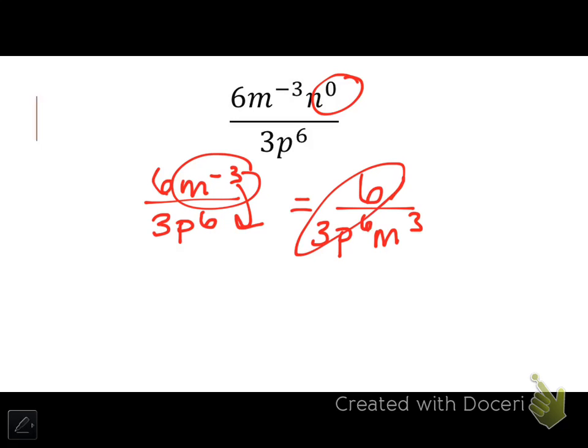We can now reduce our fraction. So 6 divided by 3 is 2, and it's going to be on top because it's a regular 2. If it was 1/2, my 2 would be on the bottom.